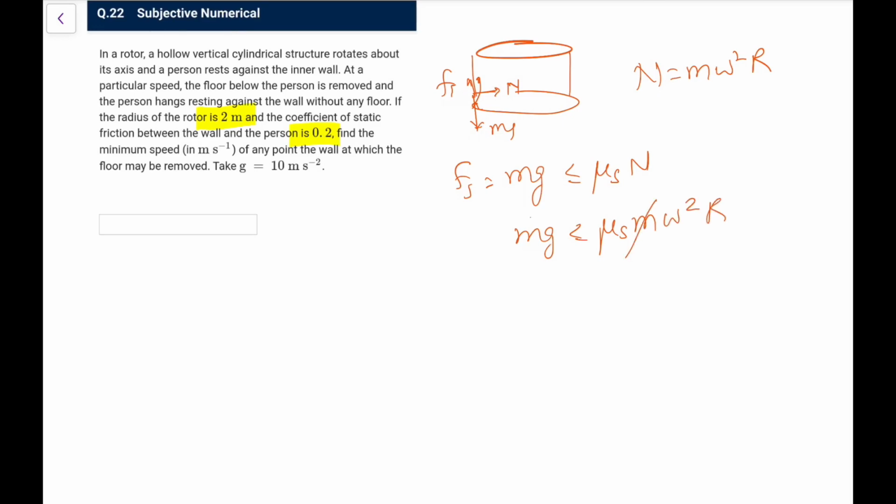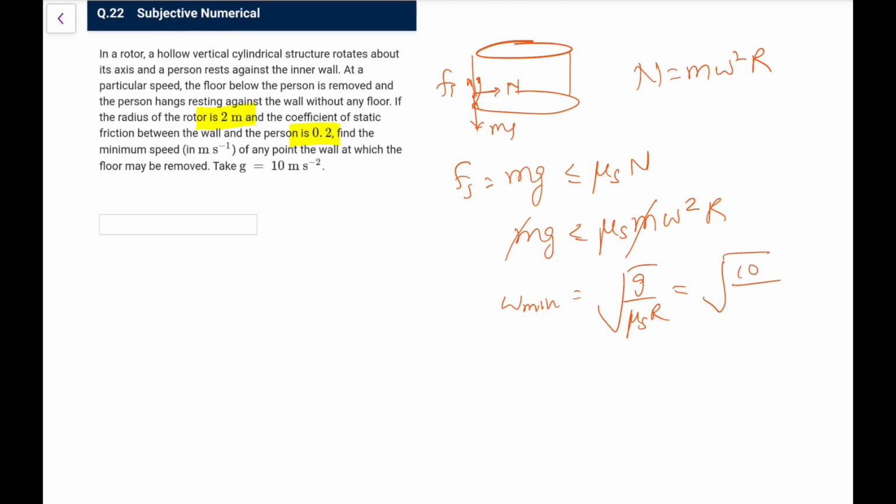So the important thing is the condition does not depend on the mass of the person, whether it is a small child or a man, the value remains the same. So what do you have to calculate? You have to calculate the speed, the minimum omega that we need to find out. Just in the limiting case, omega minimum would be equal to root g by mu s r. Most of you might be remembering it directly also.